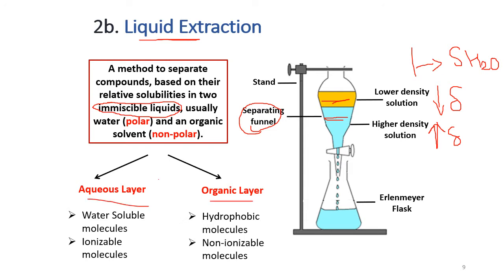The aqueous always has a density of 1, and the organic can be higher than 1 or lower than 1. If it's higher than 1, then it would be the lower layer, and if it's less than 1, then it will be the upper layer.